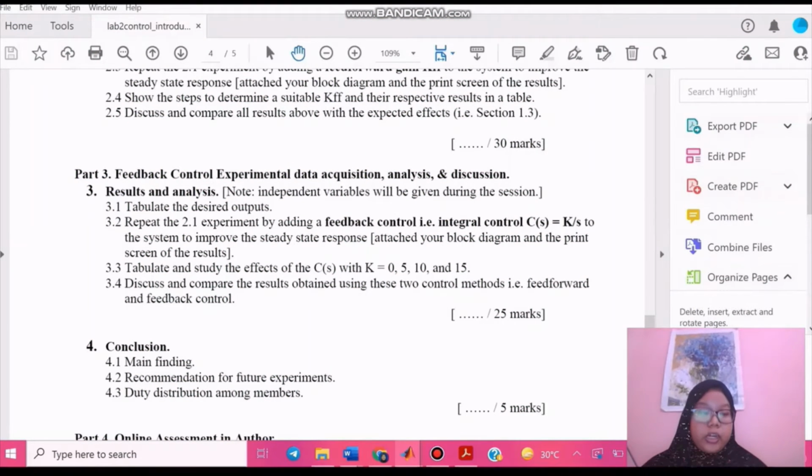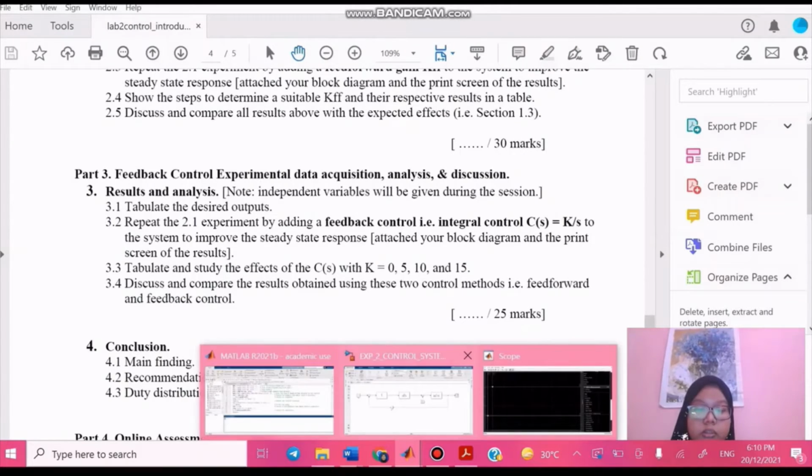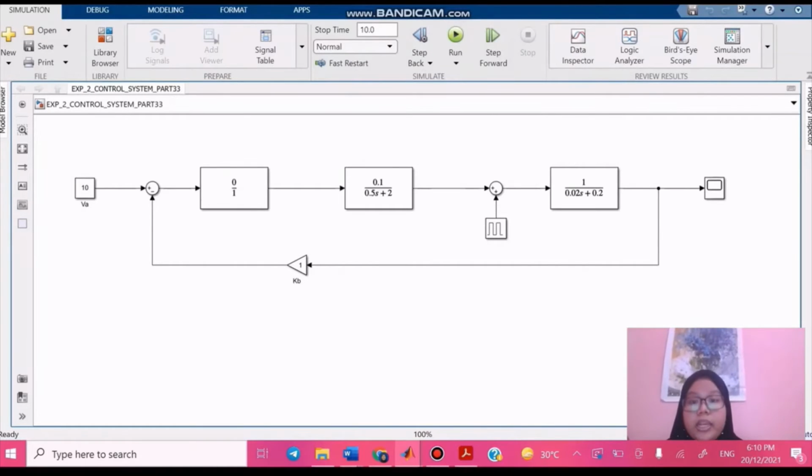Assalamualaikum and good day. My name is Nur Shafura, AE190126. Today I will be explaining part 3, question 3.3. As you can see, the question states to tabulate and study the effects of K equal to 0, 5, 10, and 15. So we will use this block, and for the K block, we will add another transfer function block, which is K over S. K is equal to 0, 5, 10, and 15, and S is equal to 1. So we will add this block to our block diagram.